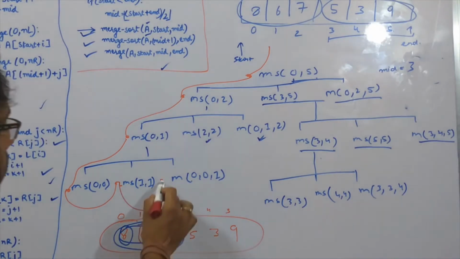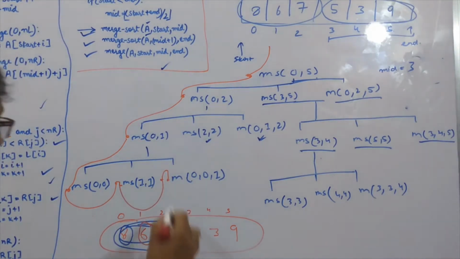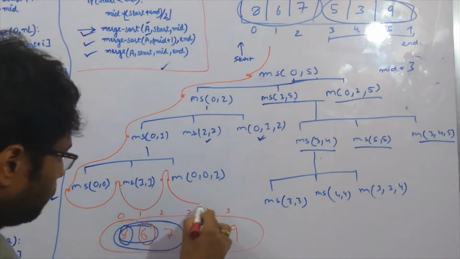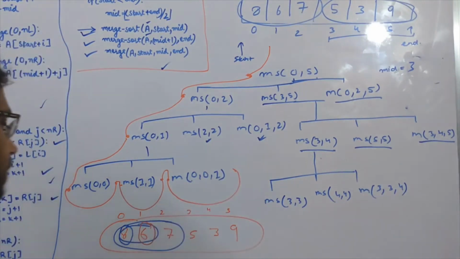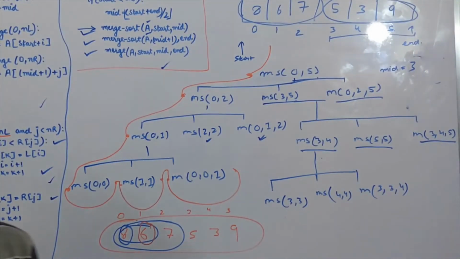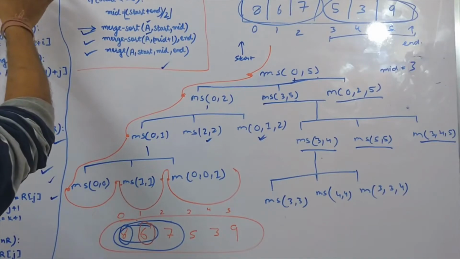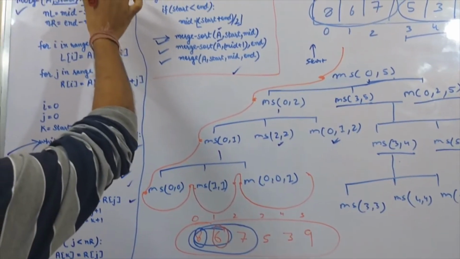Now we will go to the merge procedure 0, 0, 1, and it will check. I will give you one example of how the merge procedure works in the case of 0, 0, 1. In this case, this is 0, this is also 0, and this is 1.